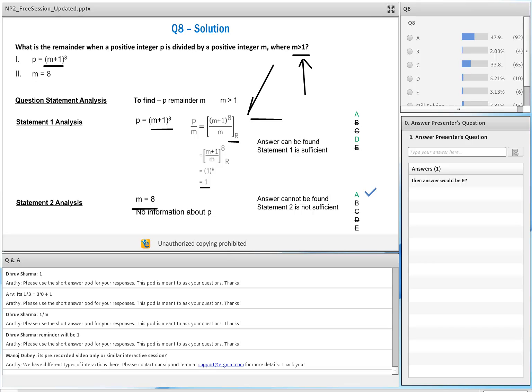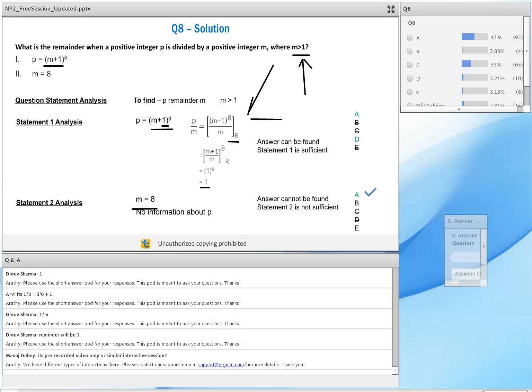If instead of m plus 1, this were m plus 3, then you would have had to know the value of m, and you would have had to combine both of those, and you would have gotten an answer. Yes. Then the answer would not have been E, it probably would have been C. But again, that's not what the question is. Remember, GMAT quant is not about you doing the math.